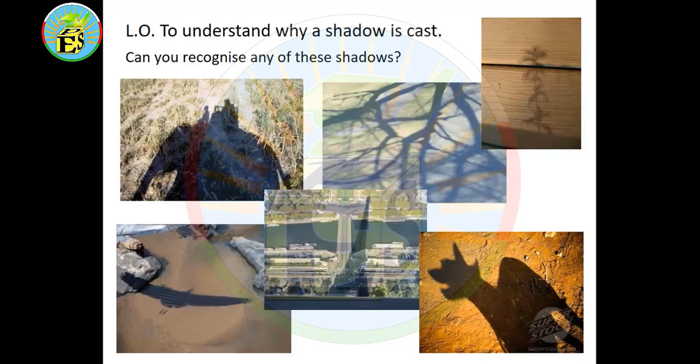Here are some shadows. You have to recognize which shadow is of which object. For example, I will give you this one guess. You can see this shadow. There is an elephant, the shadow of an elephant, and a few people are sitting on the elephant. This picture you have to guess by yourself. What is this? And what is this? You have to guess it by yourself.